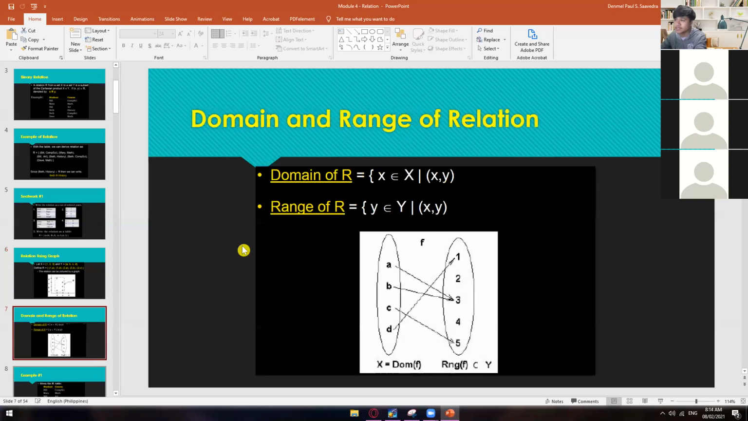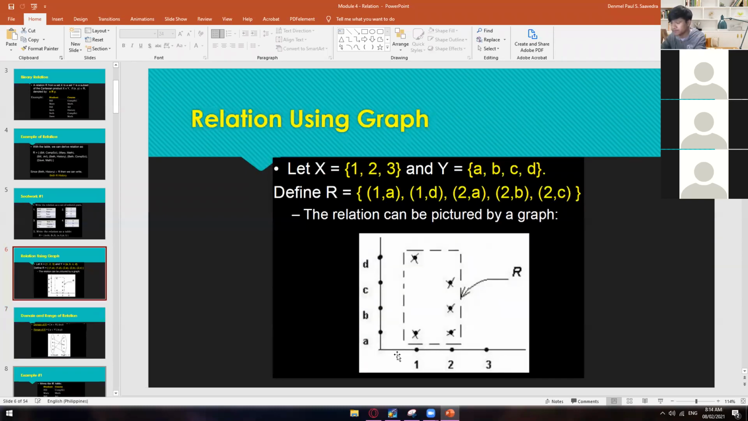All right, so let's talk about the domain and range of relation. As I mentioned a while ago, all of the elements under X, or your X axis, which is this one, the horizontal line, is your domain, and all of the elements of your y is your range.